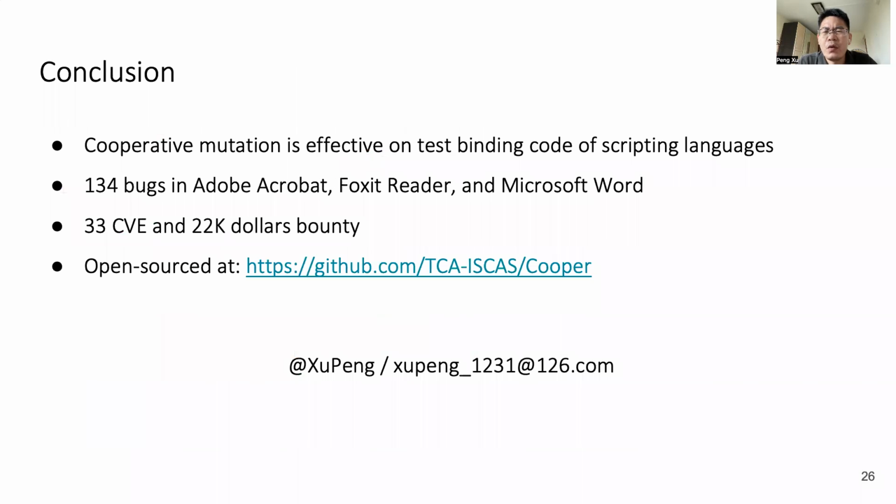In conclusion, we propose cooperative mutation to test binding code of scripting languages. Our system, Cooper, found 134 bugs in Adobe Acrobat, FoxitReader, and Microsoft Word. We received 33 CVE numbers and $22,000 bounty. And Cooper is now open sourced at this website.